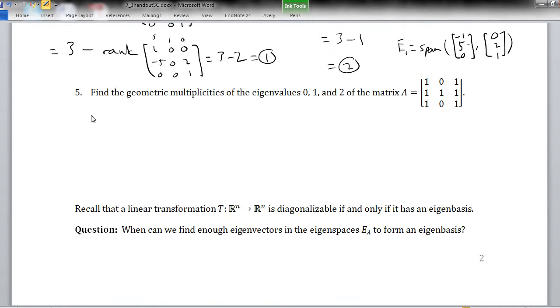So let's see. E0. Well, if we're going to use the formula above, then, let's see, what am I trying to say? Let's just go ahead and find the eigenspaces. That's more fun anyway. So this is going to be the kernel of A minus 0 times identity, so just of A. I'll copy it here.